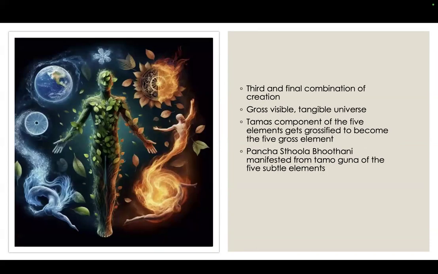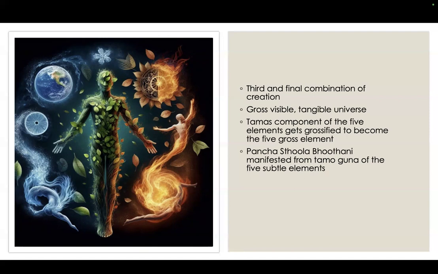So now we go to the gross body, the manifestation of the gross body. That is the visibly tangible universe, the universe which we can feel, experience, and see. Everything is gross. That is the tangible universe. This comes out of the tamas component of the five elements, and from the subtle elements comes out this tamasic element.